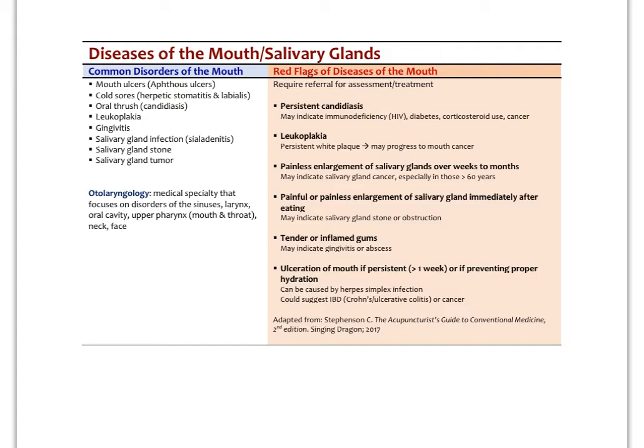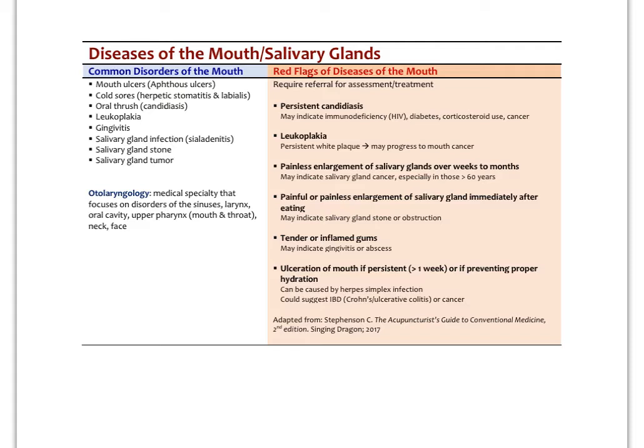There is a medical specialty, so although gastroenterology covers most of the GI tract, there's actually a medical specialty for the mouth, and that is otolaryngology. So otolaryngologists will actually focus on the sinuses, the larynx, that's the voice box, the oral cavity, and the upper throat, the neck and the face. So that is the specialist for the mouth.